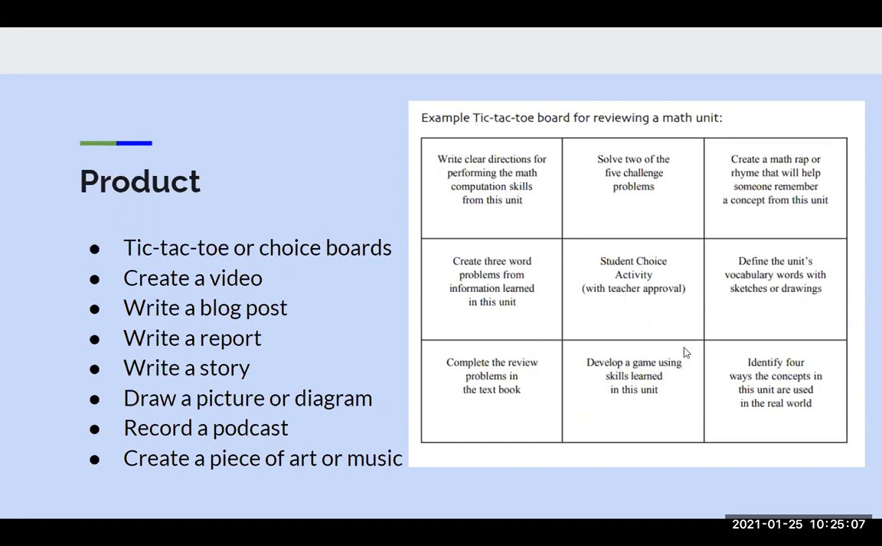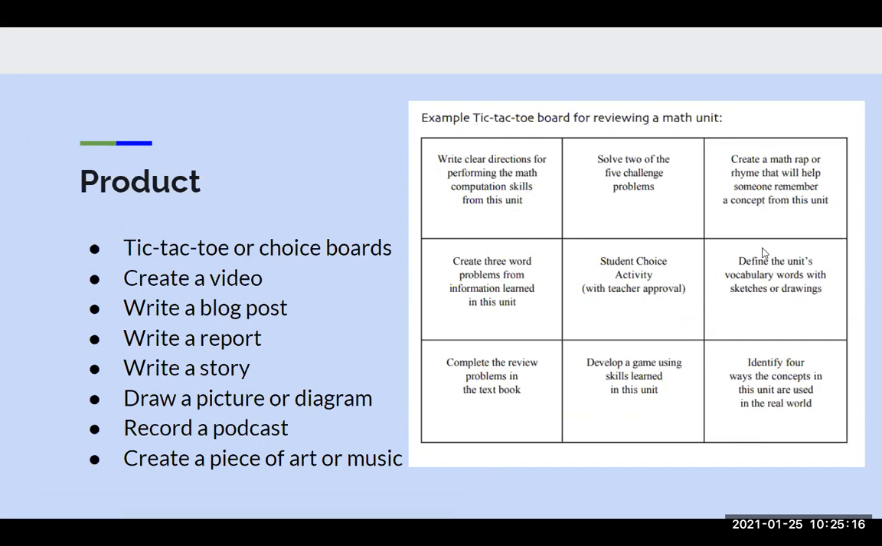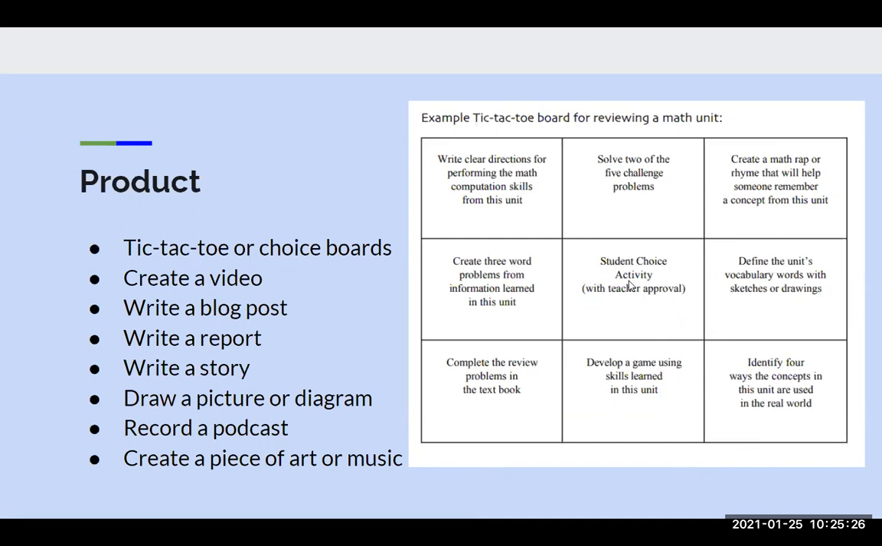A few different ways you can use a tic-tac-toe board. You can ask students to actually make a tic-tac-toe, 3 in a row, either across, up and down, or diagonally. You can tell students any 3. You can tell students you must do this one, and another one is free choice. A lot of different ways that you can use a tic-tac-toe board. Choice boards are pretty similar.